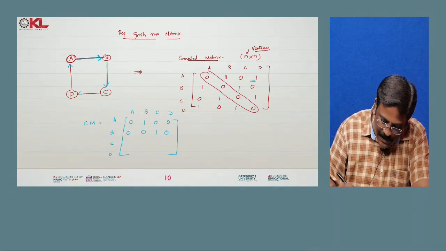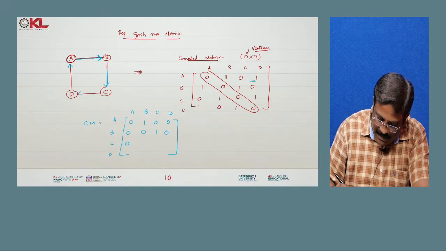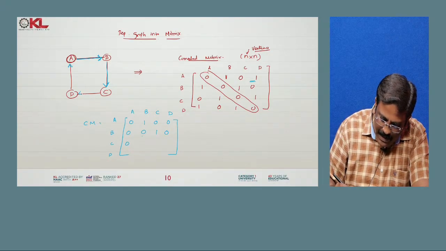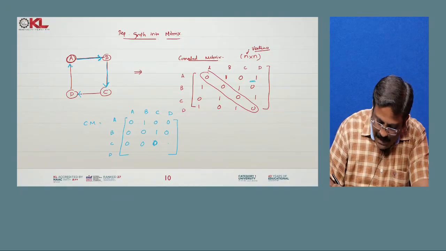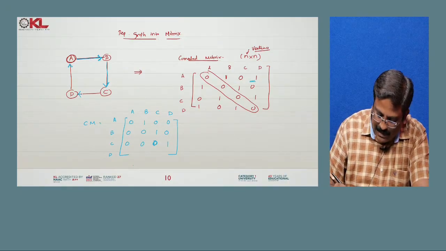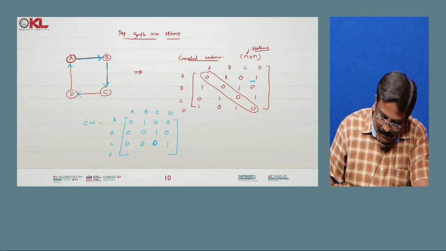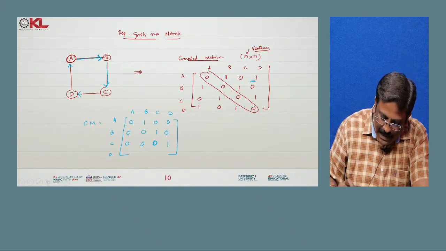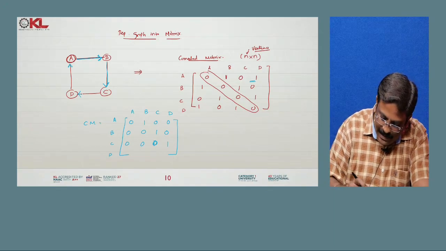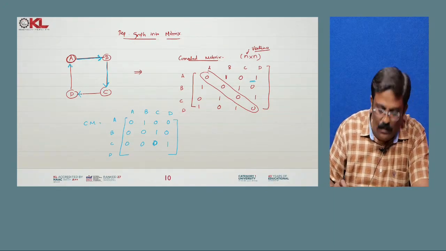And in the same way, what about C to C? There is no C to C, 0. And what about C to B? C to B is also 0, and C to D is 1 because there is an edge. C to A is not available. So C to C is 0, and C to D is 1, correct? So C to A is not available, 0. C to B is not available, 0. C to C is not available, 0. C to D is available, 1.